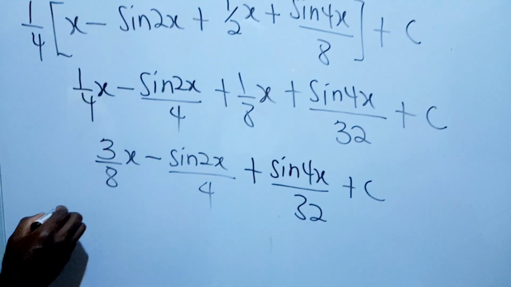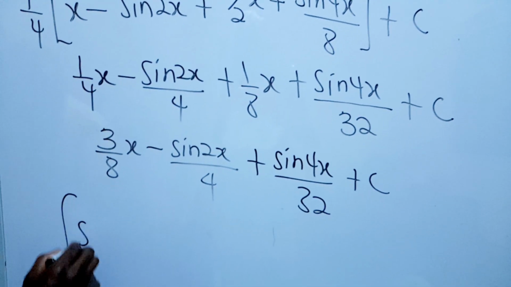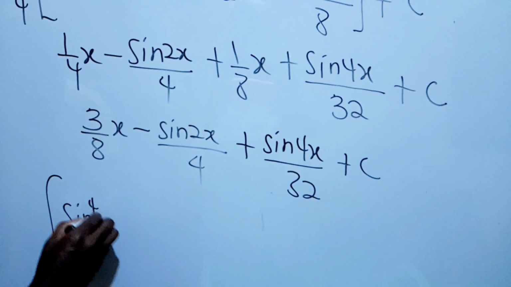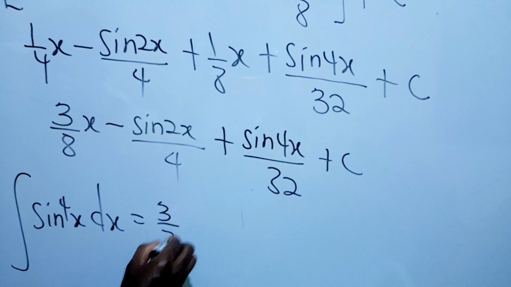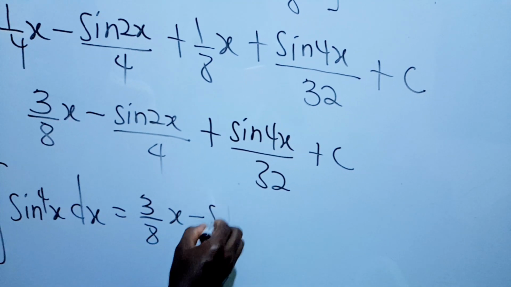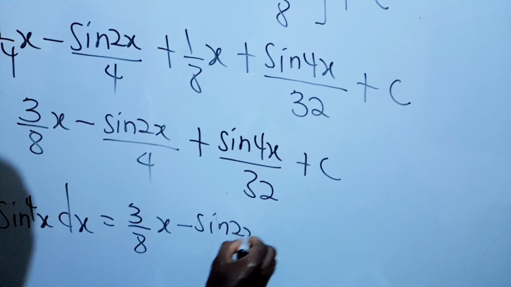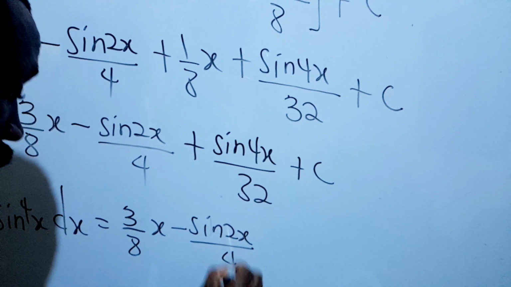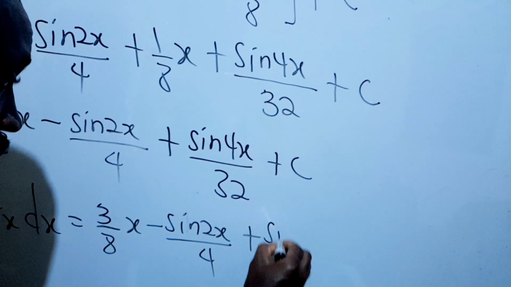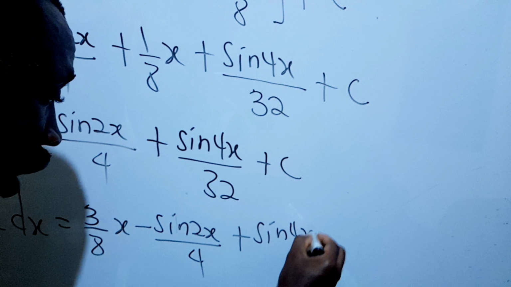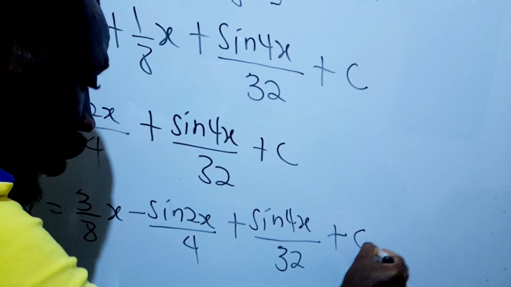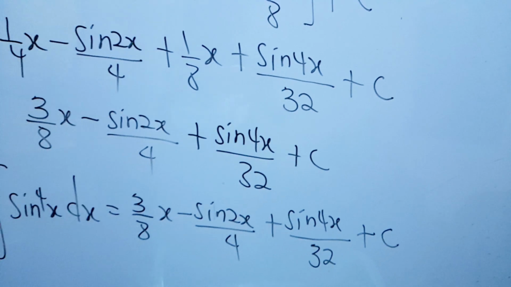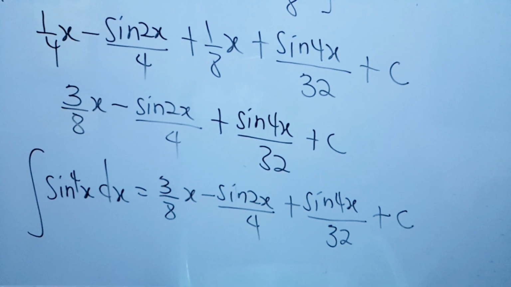Then we can say that the integral of sine exponent 4x dx is equal to 3 over 8 x minus sine 2x over 4, then plus sine 4x over 32, then plus our constant of integration. I hope you get this right.